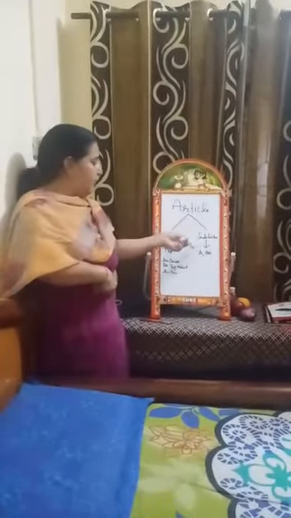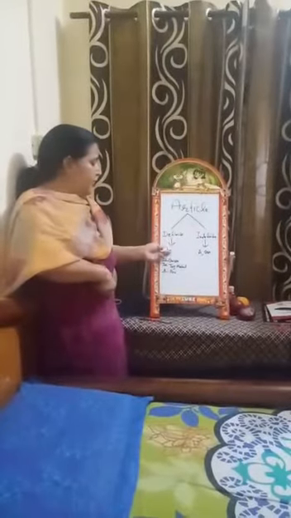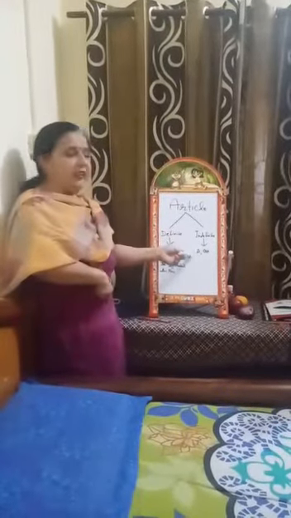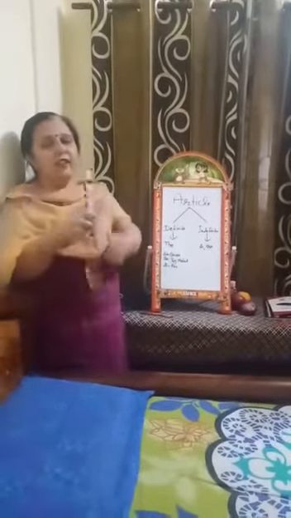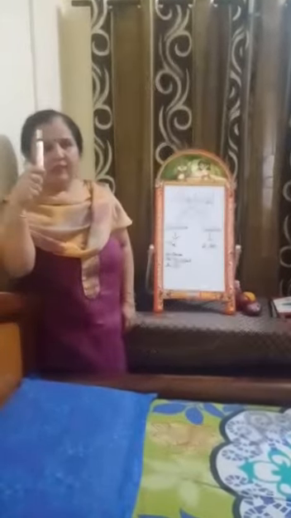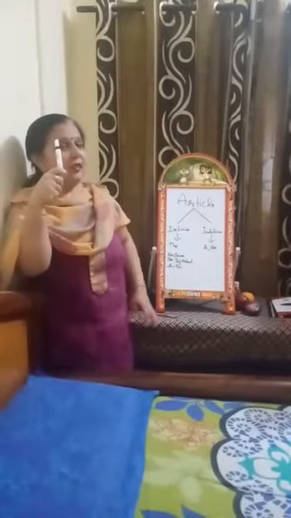Articles are of two types, definite and indefinite. Definite, that we call the, and indefinite, a or an. Just have a look through some examples. What is this? This is a marker. What is this? Marker. So before marker, what should come?